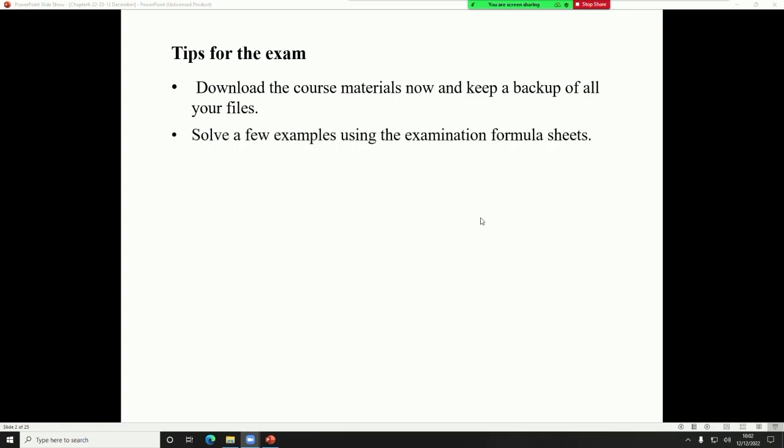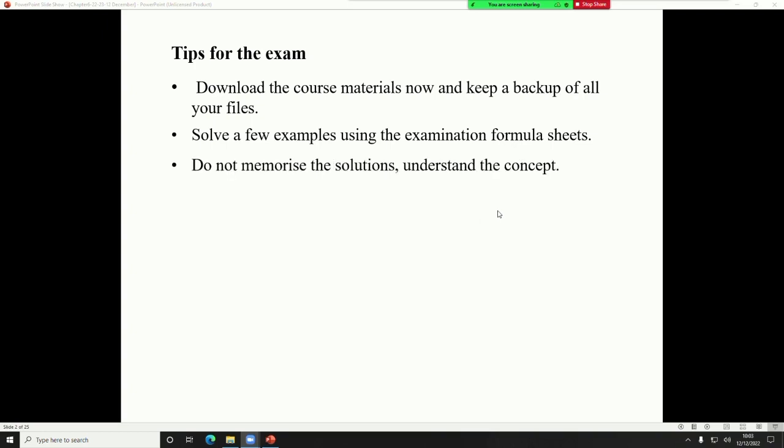The other advice is, a few days before the exam, solve a few examples just using your formula sheets. I uploaded the formula sheets, the ones that you're going to get in your exam, last week, and the exam is just 2 hours. You don't have time during the exam to look for the equations. You should know where everything is. As soon as you read the description of a question, you just go and get that equation from that page of your formula sheets. So I repeat, solve a few examples using your formula sheets.